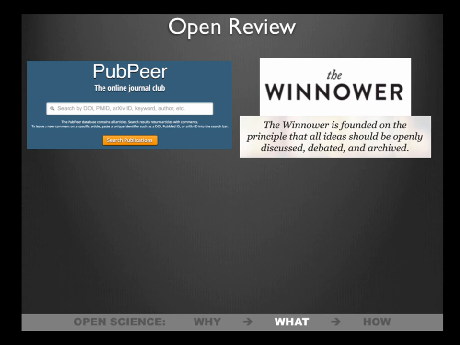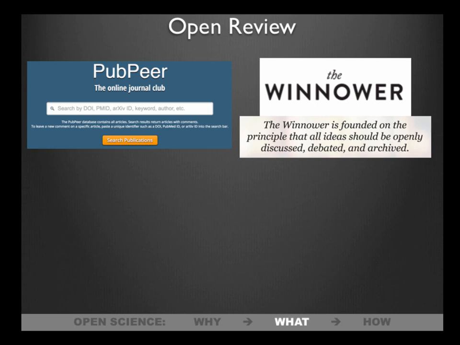These are two websites that enable this: PubPeer and the Winnower. Again, this is a rapidly moving space, so there are other places where this can happen. Nico Kriegeskorta, again, is a big advocate of this. As soon as he's asked to review a paper, he sends an email to the author and says, hey, I've been asked to review your paper. I would like to do it on my blog.